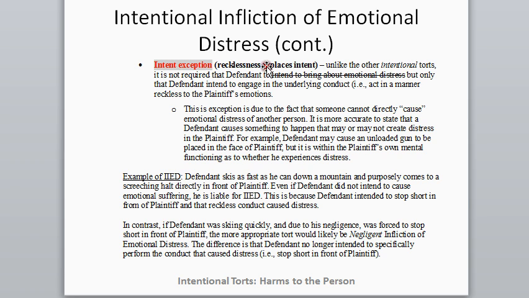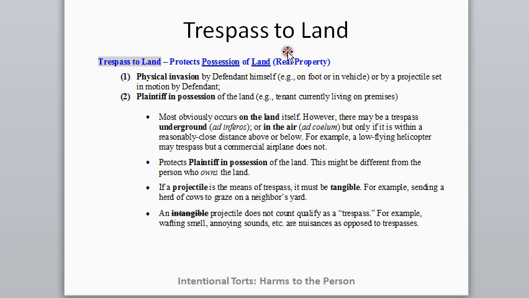The next tort, trespass to land. This protects the possession of land, of real property. Now, there's a distinction between real property and personal property. Real property meaning land, fixtures on land, like a house. You have a right to exclude people and to use and dispose of that land as you please, and the government will protect that right.